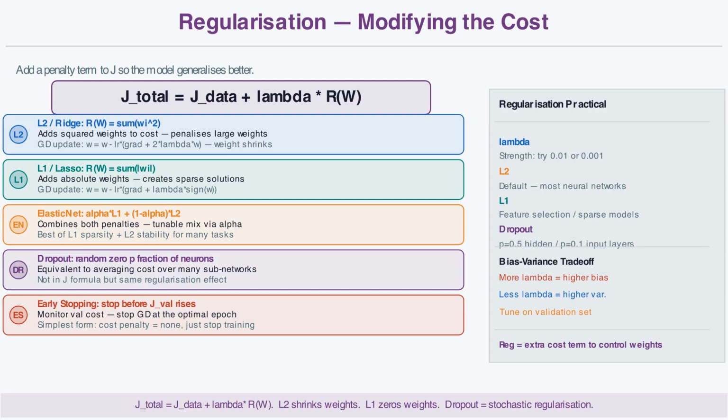Dropout is a different approach that achieves the same regularization effect without modifying the formula. During each forward pass, a random fraction of neuron activations are set to zero. The model can never rely on any particular neuron, so it learns distributed, robust representations.